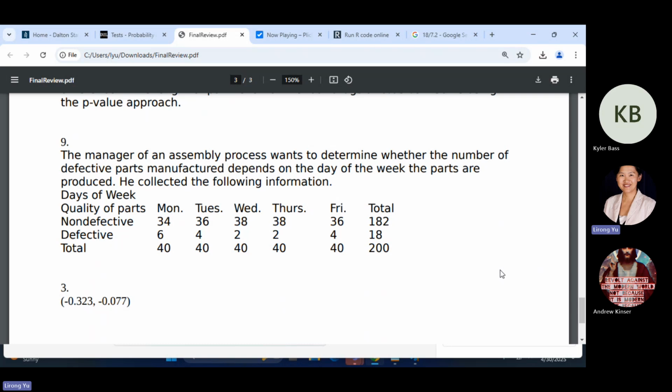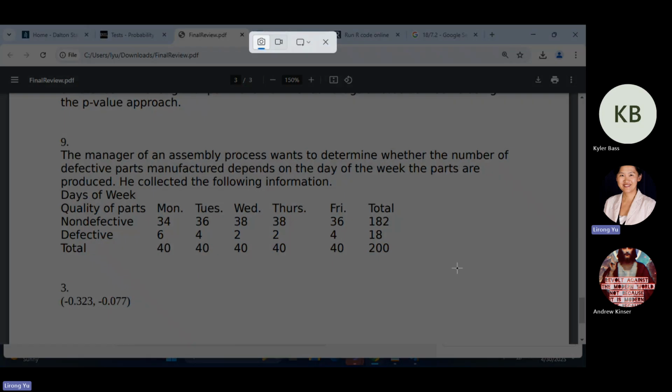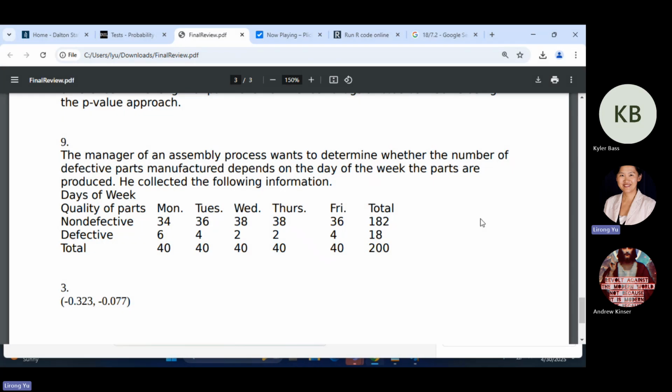So does any day have more defective parts? That's the question. It does look like Monday has more defective parts than the others, and then Wednesday, Thursday, but we don't know if that's significant enough to say anything. So how do we do this? How do we make a comparison? What kind of test is meaningful?